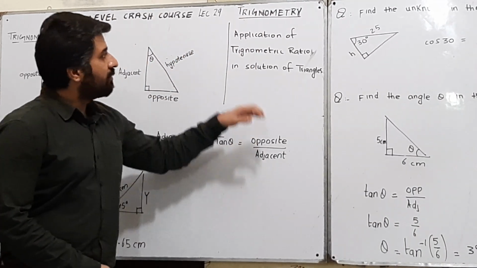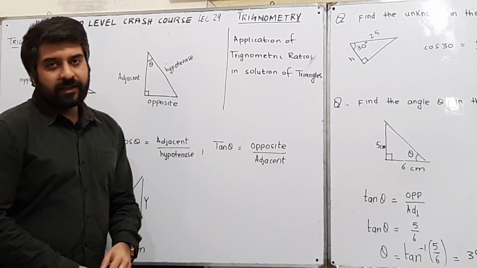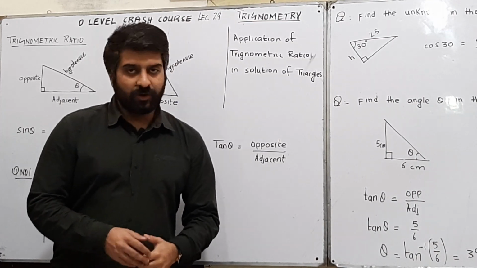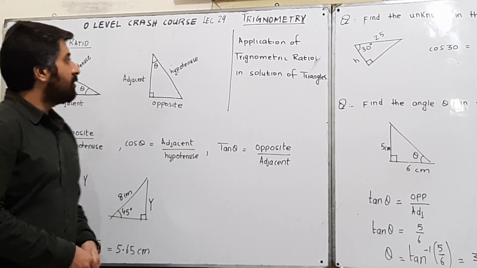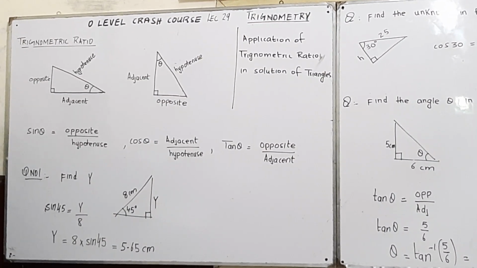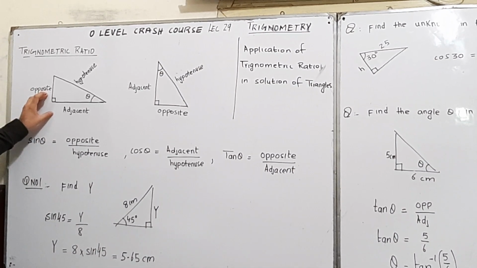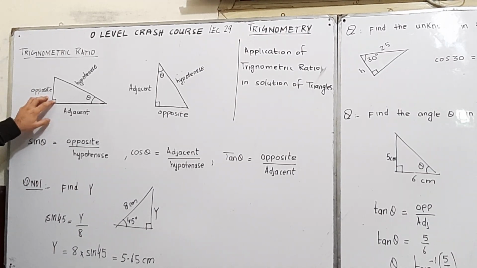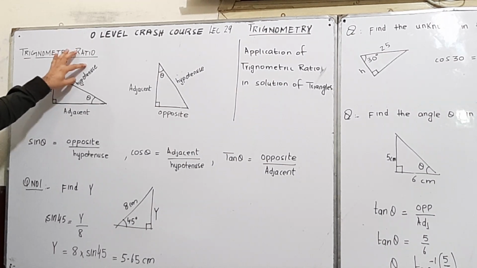We are going to study the application of trigonometric ratios in the solution of triangles, and I will be discussing 4 types of problems that are basically involved in trigonometric ratio related questions. So, trigonometric ratio means sine of an angle, cosine of an angle or tangent of an angle. If this is a right angle triangle, then this angle is 90 degrees and the side opposite to the right angle, this one, is the hypotenuse.